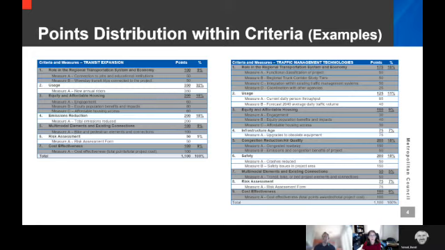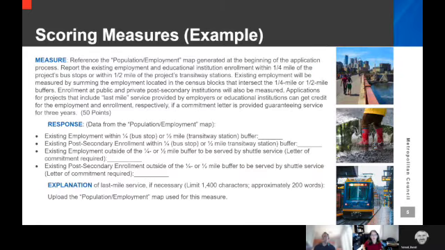Each of the scoring measures informs applicants of the information needed in the application process. In this example, taken from the transit expansion application, the applicant simply needs to map their project. The project mapping application will then provide the information needed to fill out the 4 bullet points. However, last mile service can be awarded points, and that is to be explained in writing. Other measures request open-ended replies or data particular to the project.